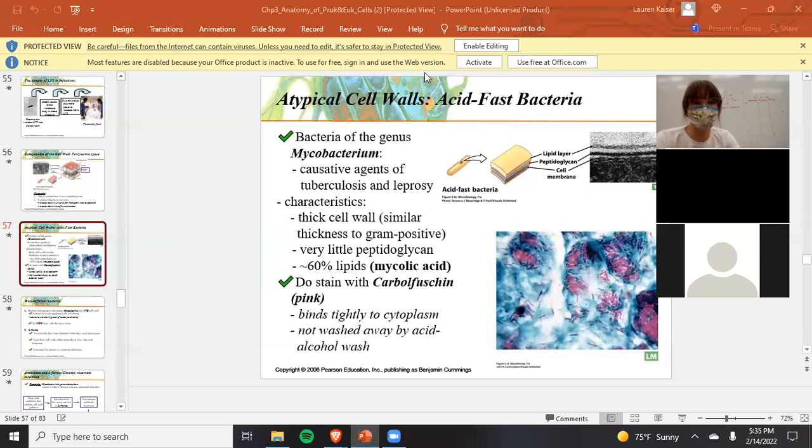Okay, so for acid-fast bacteria, what type of stain do we perform? What is the typical stain? If you don't know, it's okay. It's probably one that you haven't looked at in 3 weeks, so it's okay. I can pull it up.